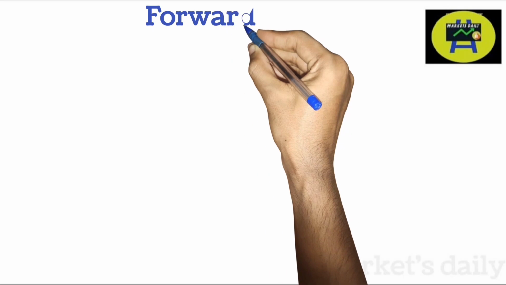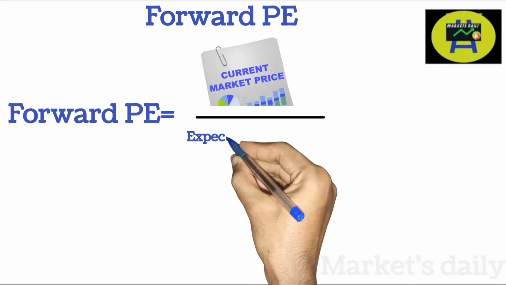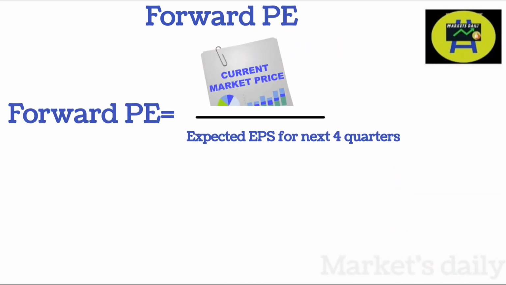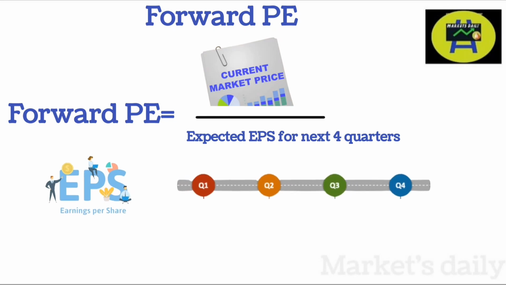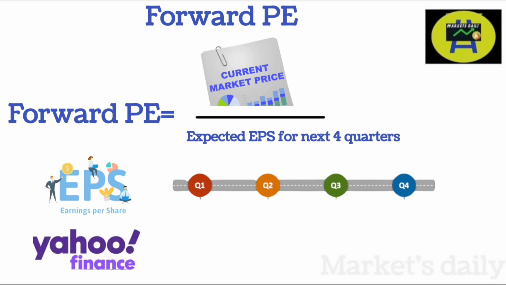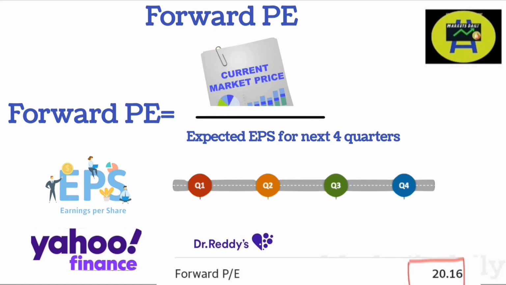What is forward PE? It is calculated as current market price divided by the company's expected EPS for the next 12 months. In stock market, results will be announced in quarterly manner. So EPS will be calculated for the next 4 quarters. So the formula is forward PE equal to current market price divided by expected EPS for the next 4 quarters. The forward PE is also available in sites like Yahoo Finance. For example, I have fetched the forward PE for Dr. Reddy's laboratory, which is 20.16.